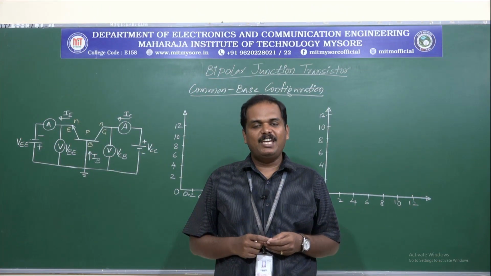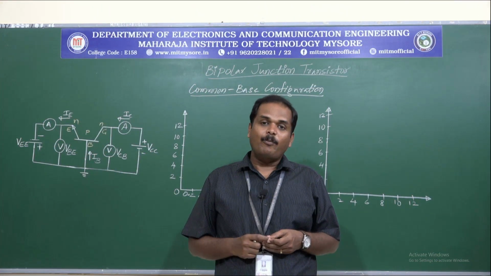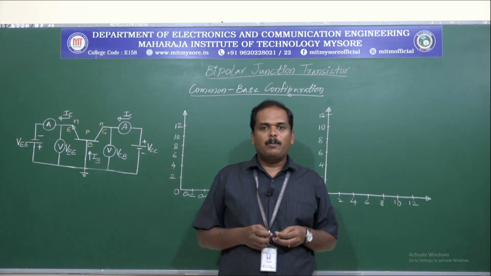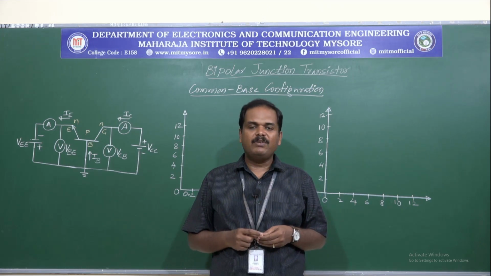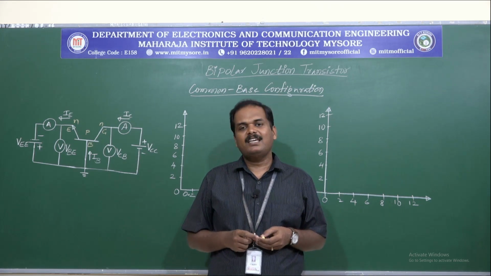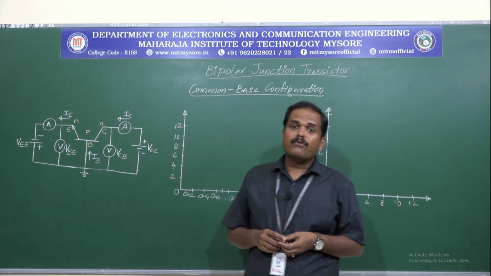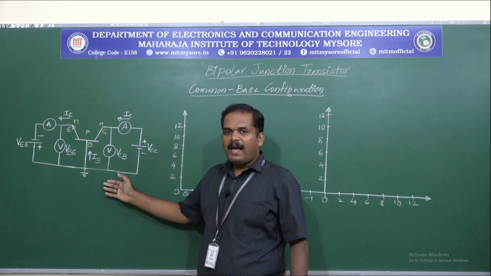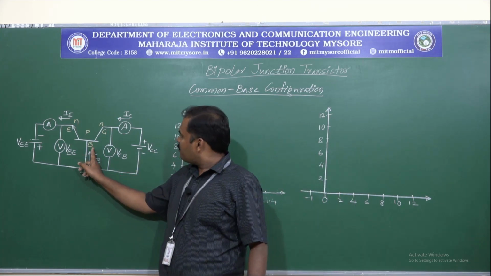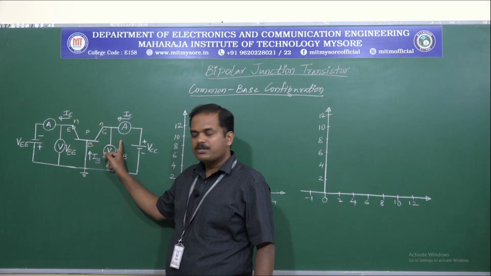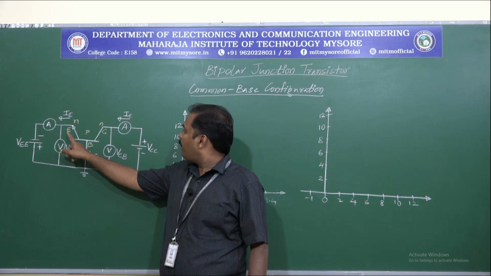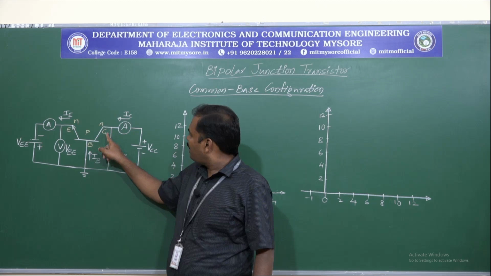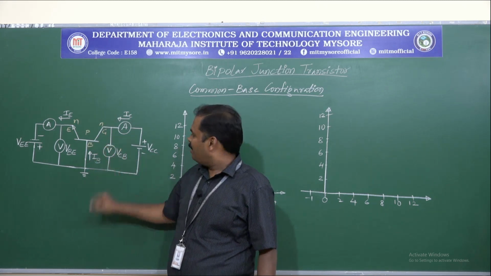Now let us understand the input and output characteristics of common base configuration. As we just discussed, in common base configuration, the base terminal will be common between the emitter terminal and the collector terminal. The circuit for understanding the input and output characteristics is shown here. We have the base terminal common between the input circuit and the output circuit. The input circuit is formed by the emitter terminal and the base terminal, and the output circuit is formed by the collector terminal and the base terminal.